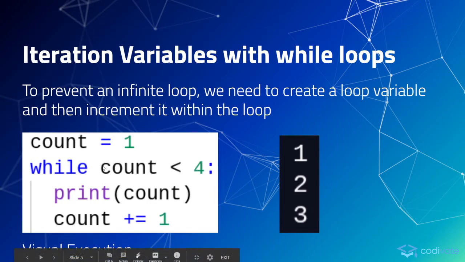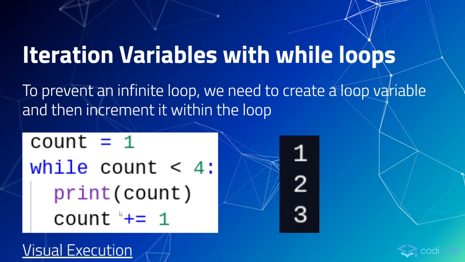We check to make sure the condition is true. 2 is less than 4. Well, that's still true, so we go back in the loop, print the value of count, which is now 2, and increment it by 1 again. Now it has a value of 3. We check the condition, still true. We print it again, right here, and we increment it by 1.